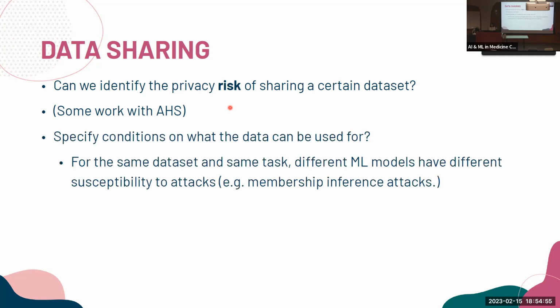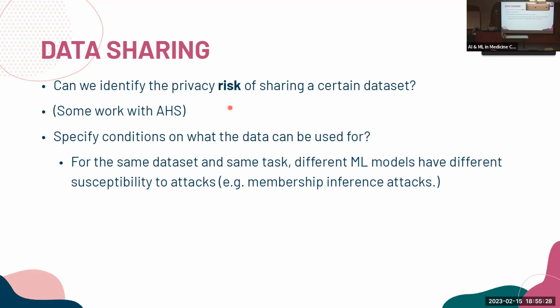So this is some preliminary work we've been doing with some people in AHS, and that is identifying a heuristic or an algorithm that will output a privacy risk value for a certain data set that you want to share. And so far what we found is that for the exact same data set and the same task, so maybe you have a classification task or a regression task, but you have many different models that you can use, right?